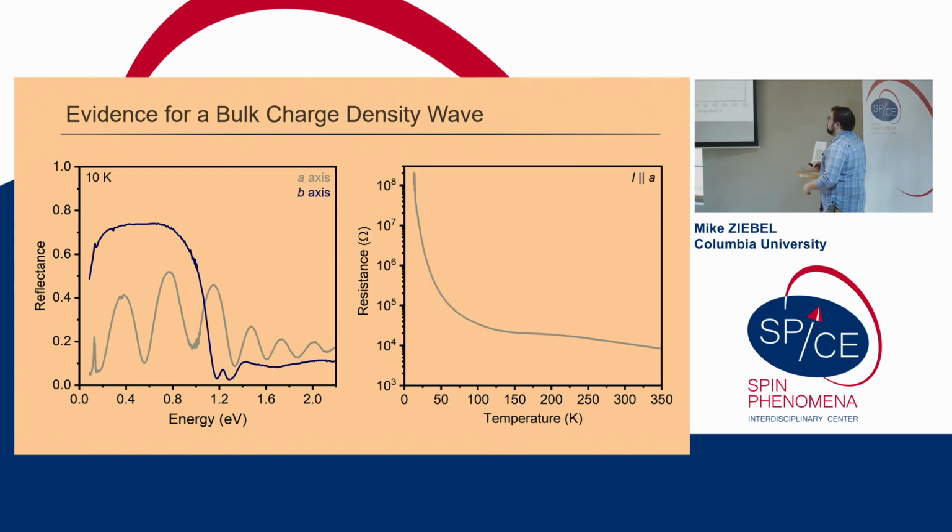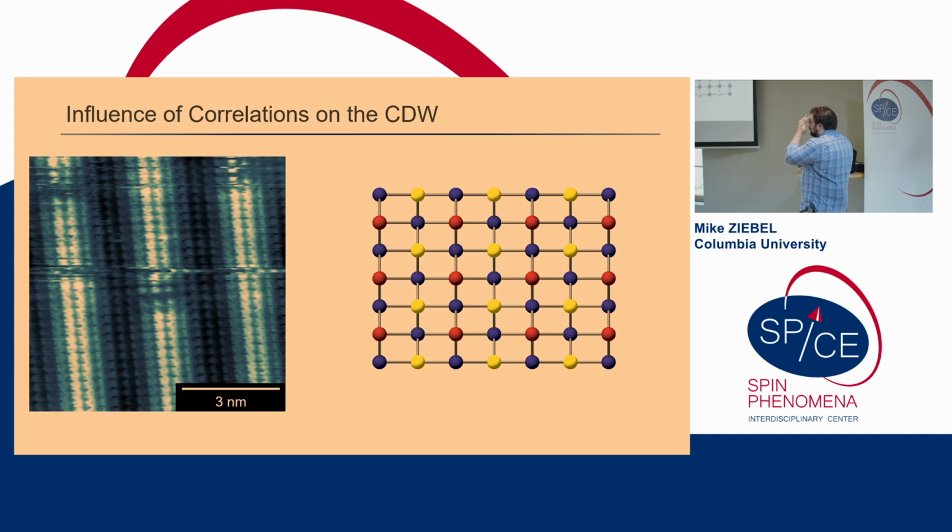Doing resistivity measurements along the direction of the modulation has proven quite hard, but we can do this along the a-axis. Just like in the reflectivity, we see that the material remains a semiconductor, though I'll note that the resistance is much, much lower than for the pristine material. And right around 200 Kelvin, we see this sort of change in the resistance, which corresponds to the magnetic ordering temperature of the intercalated compound, and I'll come back to that in a second.